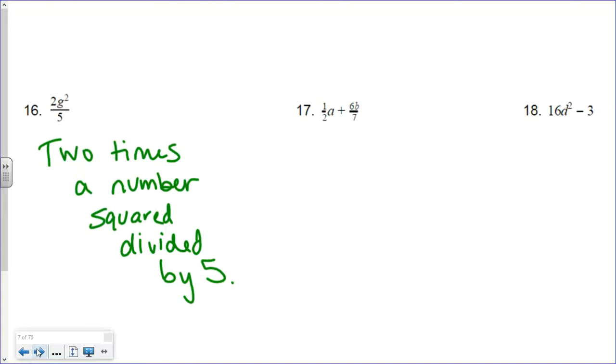Sometimes I think these are a little easier, but they take a little longer because you got to write it all out. Again, skip 17 and do 18 on your own.